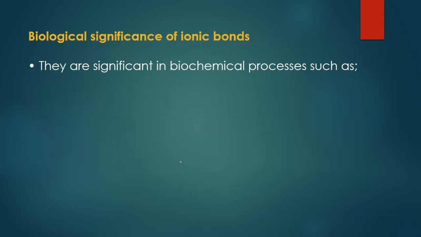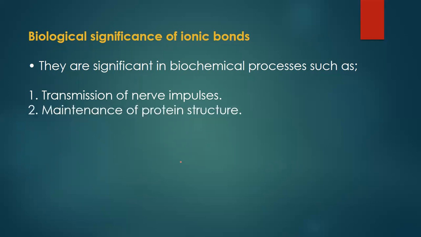Okay, so let us look at the biological significance of ionic bonds. They are very important in biochemical processes such as the transmission of nerve impulses, which I think we are going to touch a bit, and the maintenance of protein structures. This one is coming. We're going to discuss the protein structures in detail.